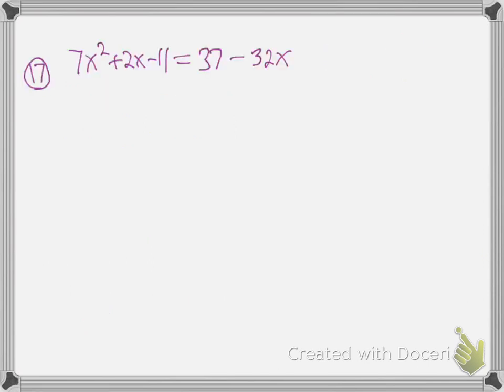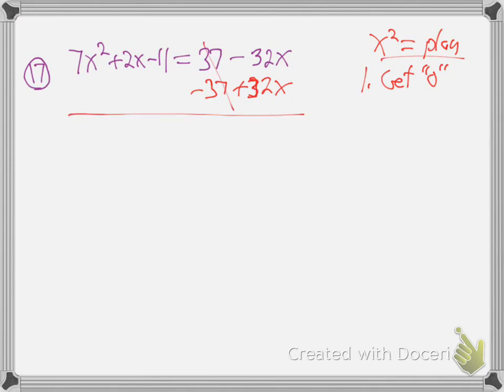Okay, last problem in section 6.6. We've got an x squared again, so you know the plan. Step 1, get a 0. Now, where am I going to get a 0? Let's make this side become 0, since x squared is on the other side. So subtract 37 and add 32x there. That'll be gone, that'll be 0.